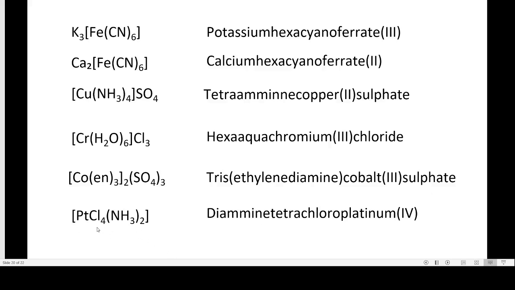So last example, there are 2 ligands within the sphere. So we have to follow the alphabetical order. NH3, ammine group. So ammine will be named first. So diammine tetrachloroplatinum 4.